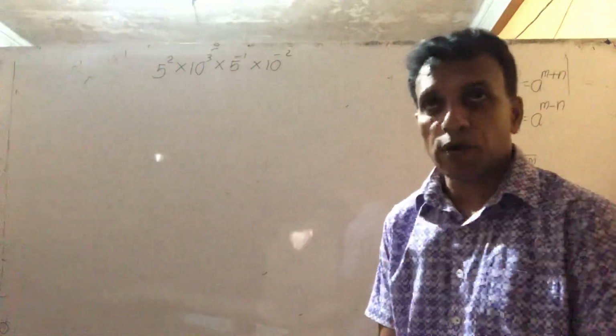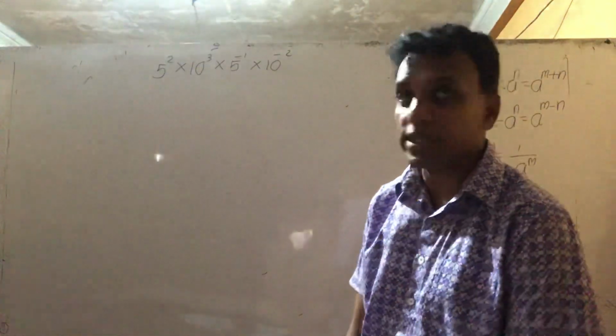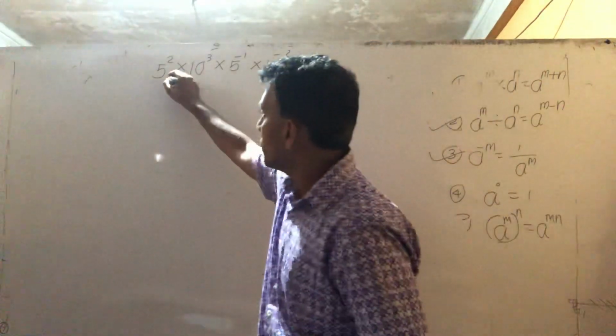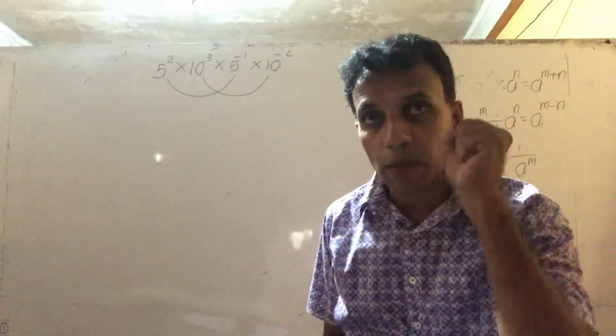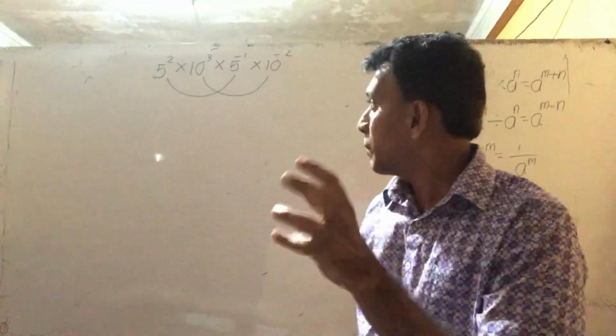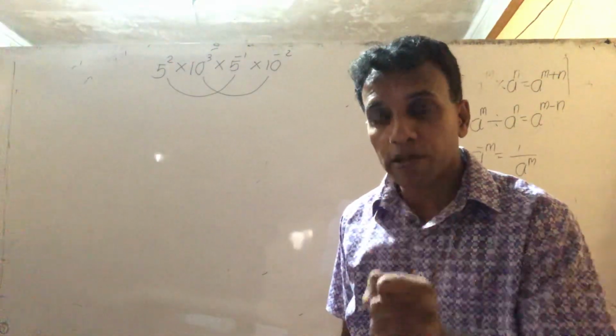See some more questions. How to simplify? What is the answer of this? Here we take the bases separately. Take 5 as a base, what is the combined answer for the 5? Same, take the base as 10, what is the combined answer for the 10?